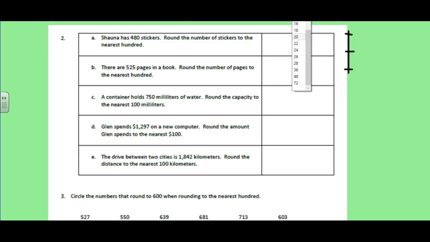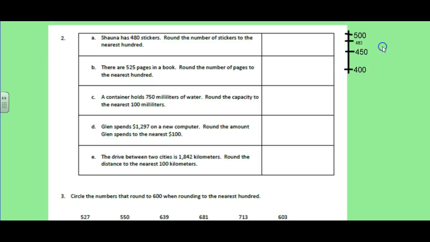So since we are working with 480 and we're rounding that to the nearest 100, we're going to ask ourselves how many hundreds are in 480, and we know that there are 4 hundreds in 480. One more hundred is going to be 500, and then halfway between 400 and 500 is 450. So on this number line, we need to put 480, and we know that's more than 450, so it'll probably go right around in here. So put that on your number line.